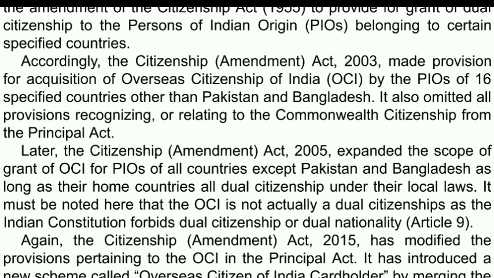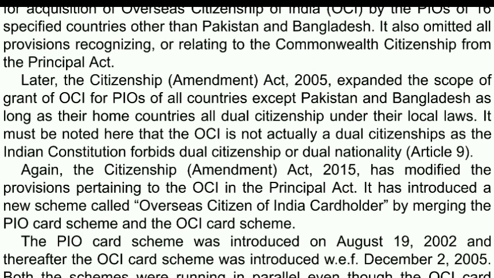Accordingly, the Citizenship Amendment Act 2003 made provision for acquisition of overseas citizenship of India by the PIOs of 16 specified countries other than Pakistan and Bangladesh. It also omitted all provisions recognizing or relating to the Commonwealth citizenship from the Principal Act. Later, the Citizenship Amendment Act 2005 expanded the scope of grant of OCI for PIOs of all countries except Pakistan and Bangladesh, as long as their home countries allow dual citizenship under their local laws. It must be noted here that the OCI is not actually a dual citizenship, as the Indian Constitution forbids dual citizenship or dual nationality, Article 9.